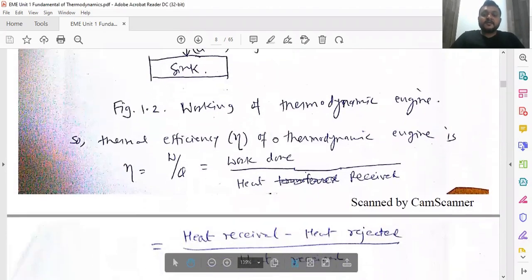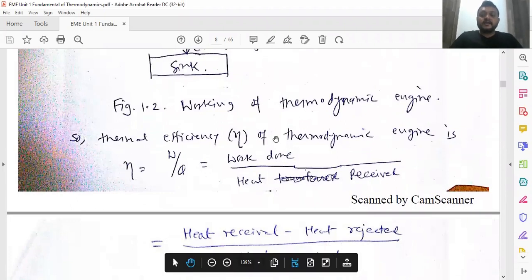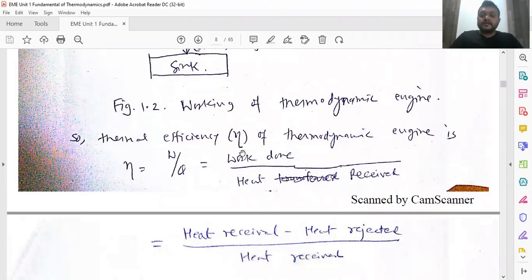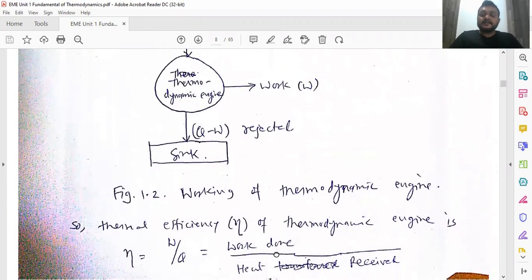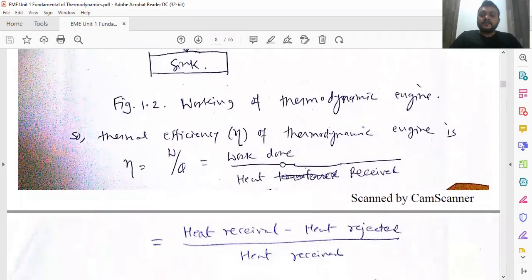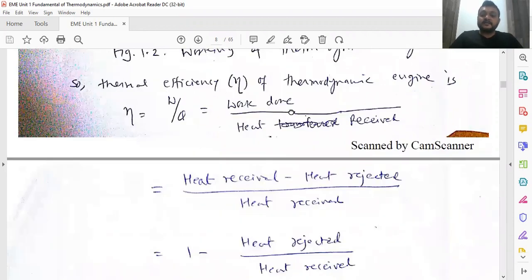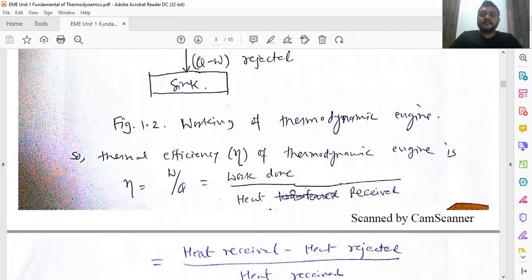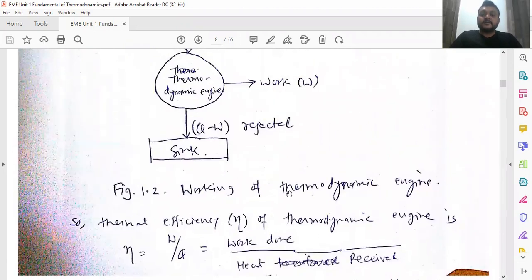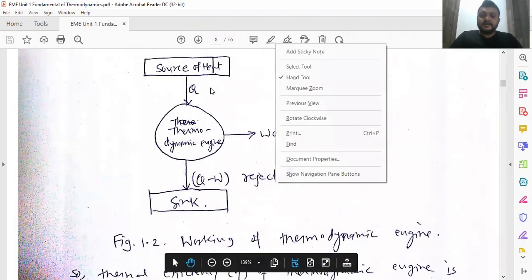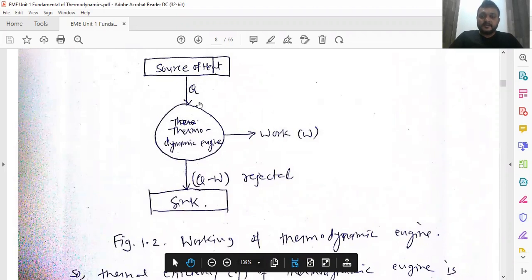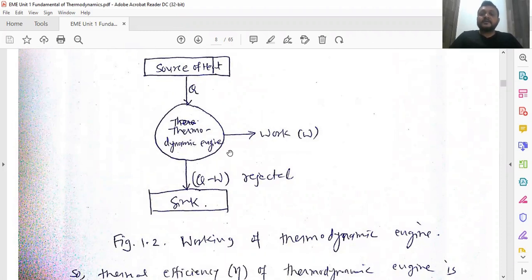Now, what is efficiency? Efficiency is equal to work done divided by input. Output is work and input is heat received. So what is the work done here? W is equal to heat received minus heat rejected. Work done is actually whatever heat is received by the thermodynamic engine minus whatever is extracted. So heat received is Q and extracted is Q minus W.